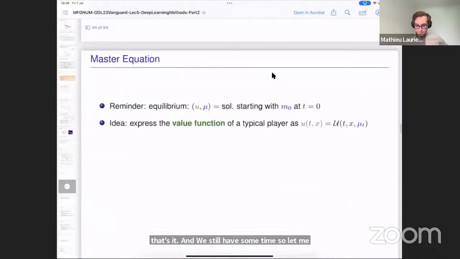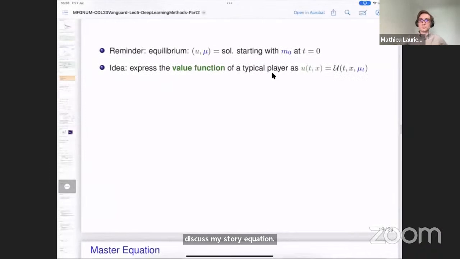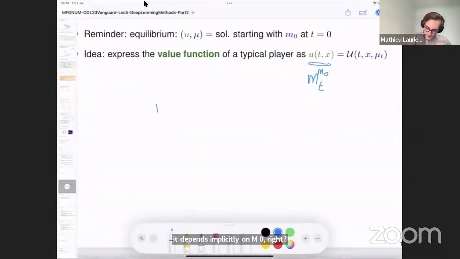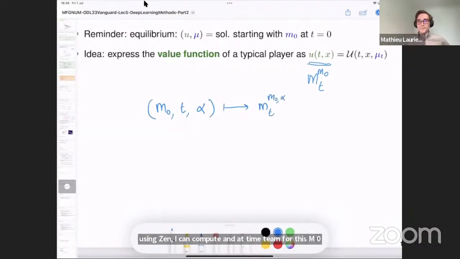So the idea, as I mentioned in the first lecture, actually, is that U is a function of T and X, because M is a deterministic function of time, and it depends implicitly on M0, right? So if you give me M0, if you give me time, and if you tell me which control you are using, then I can compute M at time T for this M0 and for this alpha, by solving the Fokker-Planck equation.